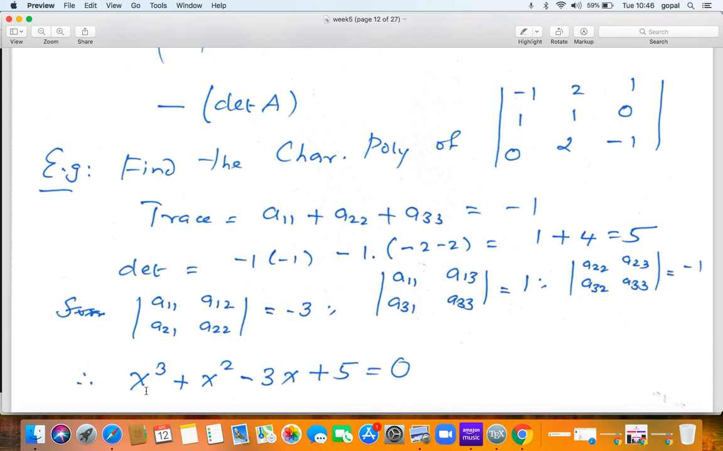So x cubed minus trace. Trace is minus 1, so x cubed plus x squared, plus the sum of the 2 by 2 principal minors, which is minus 3, so minus 3x, and then the determinant. It should be minus 5. Sorry, the determinant is 5, so the last term is minus 5.